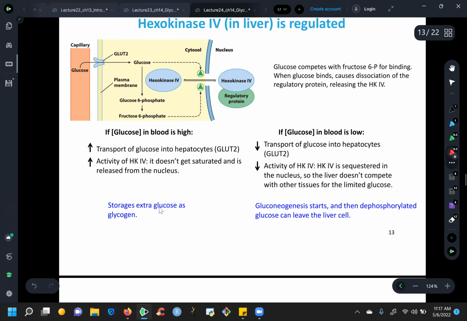So the extra glucose is stored as glycogen. This hexokinase 4 helps with that because you have so much glucose, you want to store it as glycogen so that you can use it later when you need it. Now, if the glucose concentration in the blood is low, then you decrease your transport of glucose into the hepatocytes. So this GLUT2 receptor would just go into the cytosol, and it wouldn't be here at the plasma membrane, because if you don't have a lot of glucose, you don't want to take it in. That's how you regulate how much glucose is in the blood.